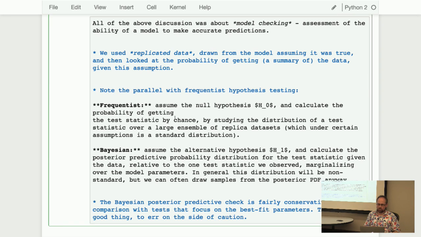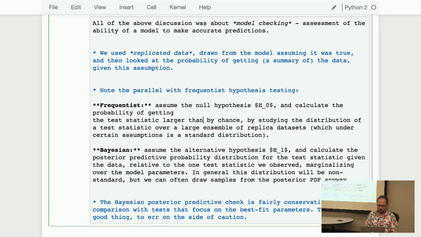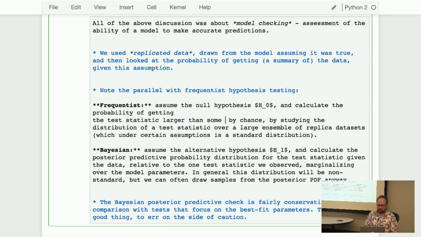Right. So this needs to be a probability of getting the test statistic larger than... Yeah, exactly. The confidence interval contains the true statistic, or whatever. Right. But in hypothesis testing, I guess we have to say larger than some p-value. No, larger than... Ah. Larger than the observed one.